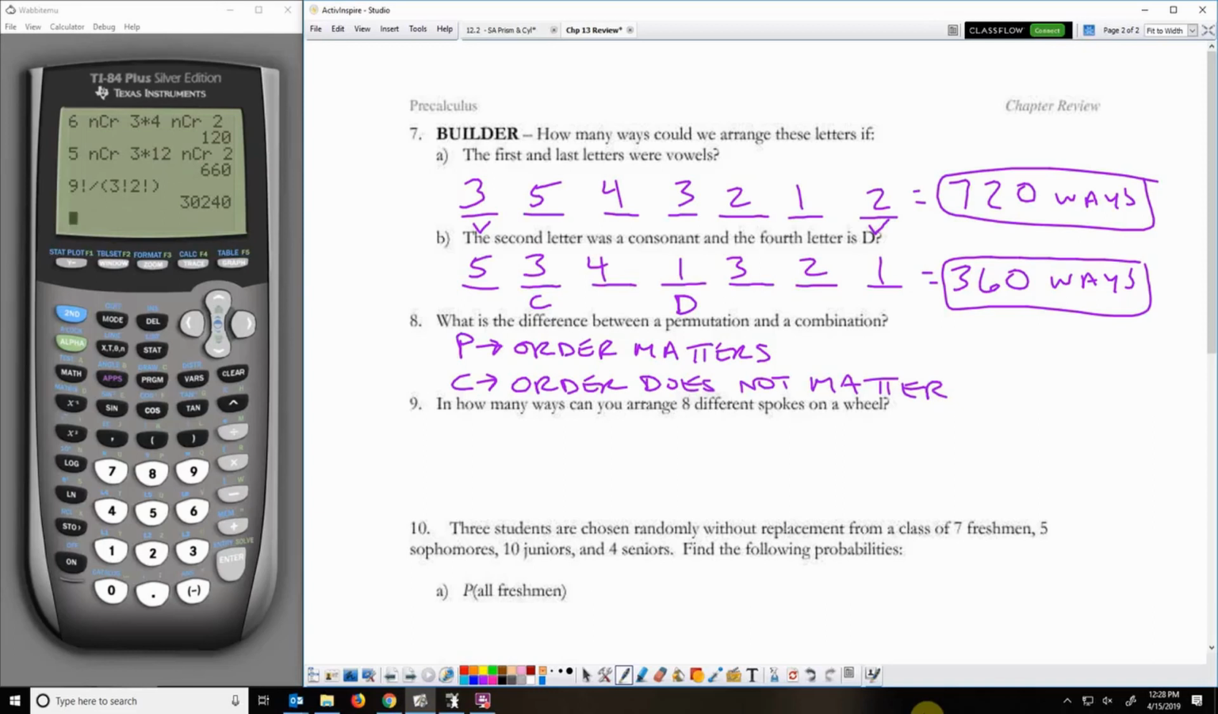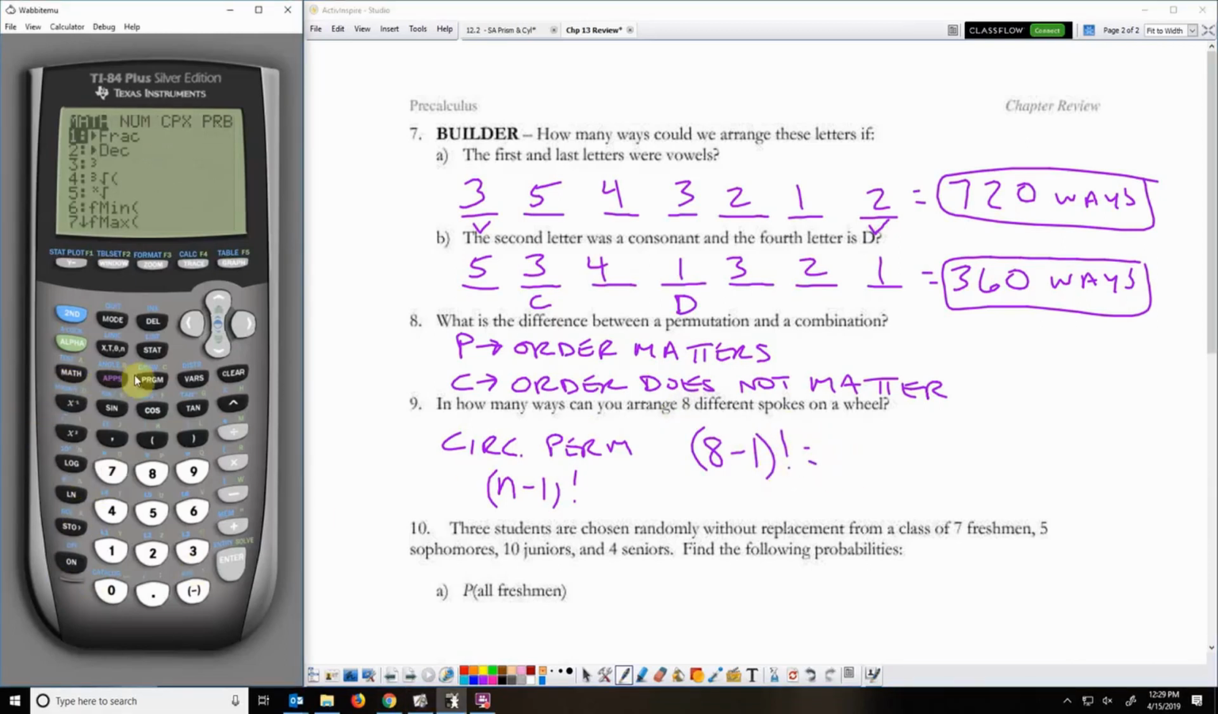How many different ways can you arrange 8 different spokes on a wheel? Okay, so arranging around a wheel is a circular permutation. And a circular permutation is n minus 1 factorial. So for this case, it would be 8 minus 1 factorial, which is 7 factorial. 5,040 ways.